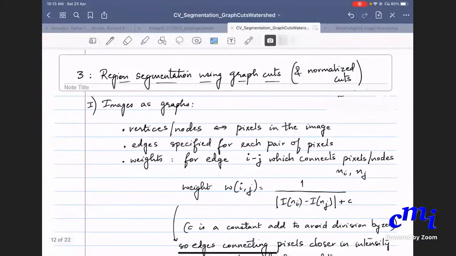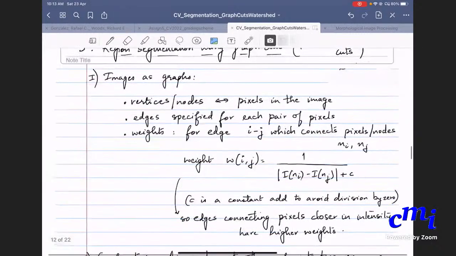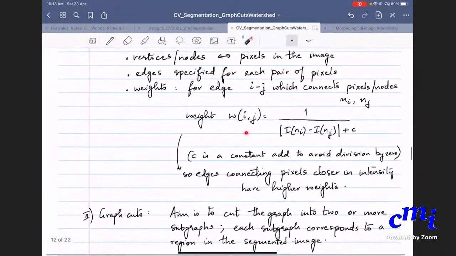So images can be viewed as graphs by thinking of the pixels as nodes or vertices, and by assigning an edge to every pair of vertices, and weights can be assigned to every edge depending on the feature that you're interested in. So here, this weight that has been given is based on the intensity, but this is not the only weight that you can assign. There could be other possibilities for weights also.